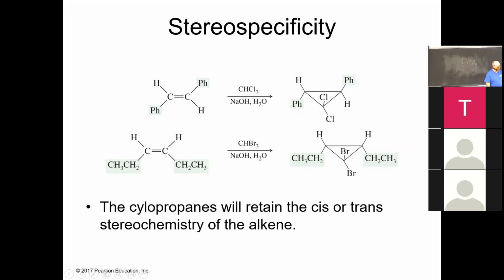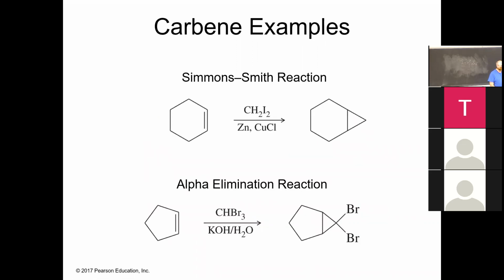Okay, here's a cis alkene. If we use bromoform, we form our cyclopropane ring here. Our ethyl groups are still cis in the product. So the cyclopropanes will retain the cis or trans stereochemistry of the original alkene. Okay, again, to summarize, here's a Simmons-Smith and alpha elimination. Alpha elimination, of course, gives the dihalogenated cyclopropane.